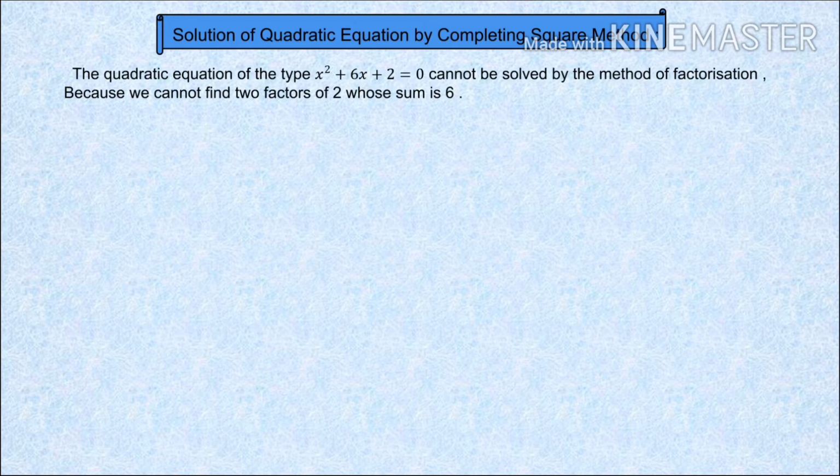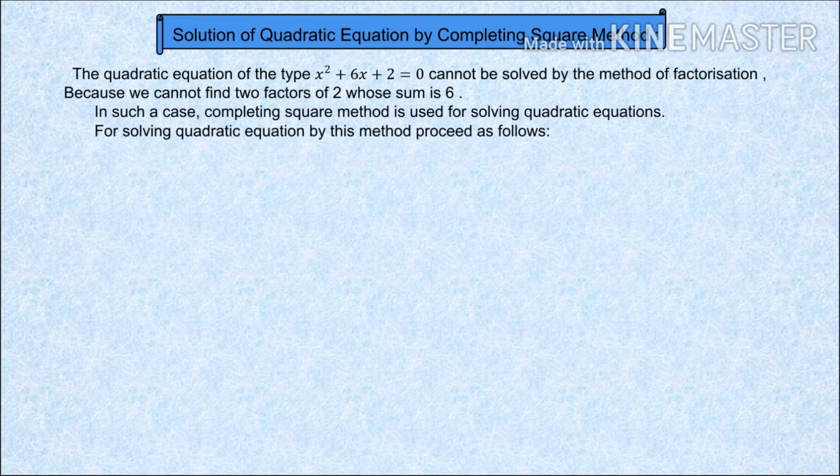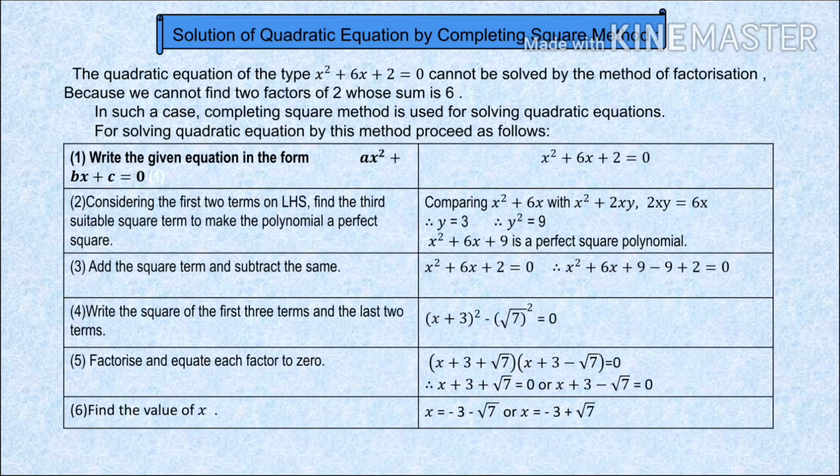The quadratic equation of the type x square plus 6x plus 2 is equal to 0 cannot be solved by the method of factorization because we cannot find the factors of 2 whose sum is 6. Therefore, we require some other method to solve such equations. Completing square method is used for solving such quadratic equations. For solving a quadratic equation by this method, proceed as follows.